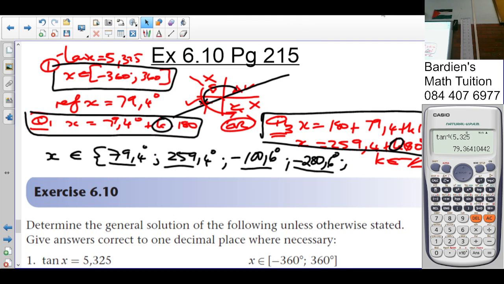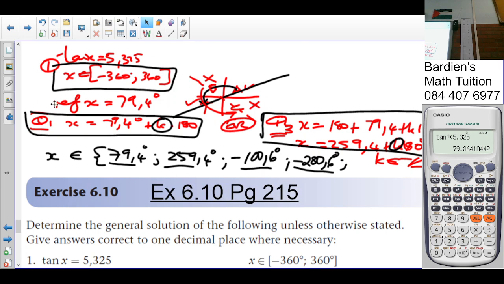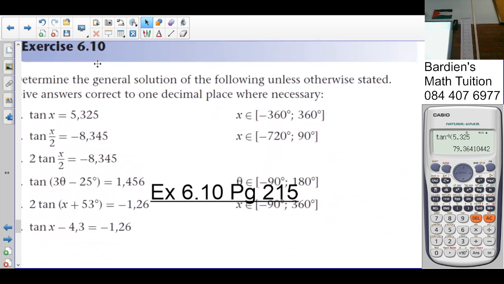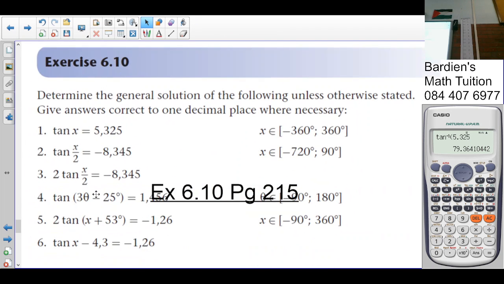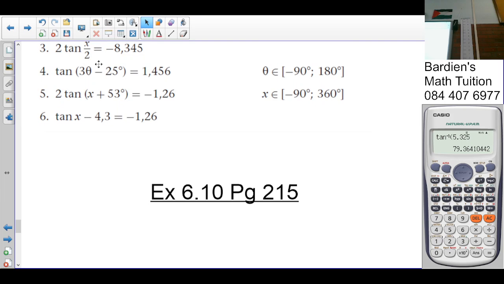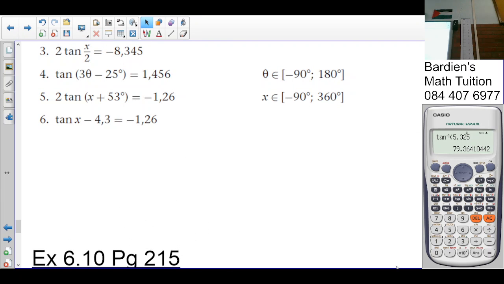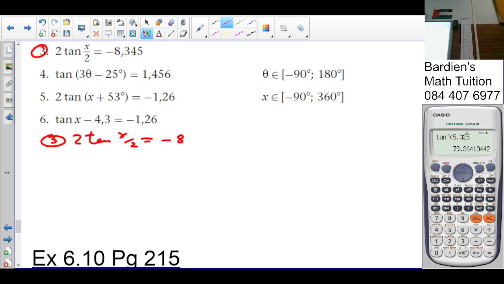Okay, let's do one more quickly. Is that okay? Number 3. Okay, that was a general solution. For number 3, you got 2 tan x over 2 equals negative 8,345. So that's a general solution.